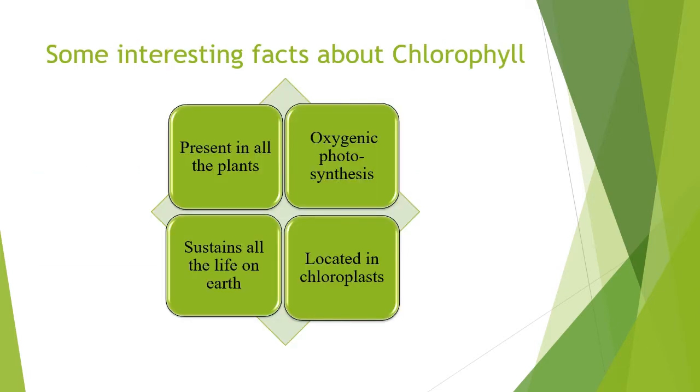chlorophyll. As we all know, chlorophyll is present in all the plants, some cyanobacteria and algae. It is responsible for oxygenic photosynthesis, which means the type of photosynthesis responsible for the release of oxygen into the atmosphere. And we all know how important this photosynthesis is in sustaining all the life on this planet Earth. Now, where is this compound located? It is located in a special kind of plastids called chloroplast.